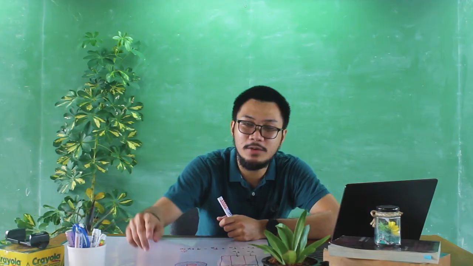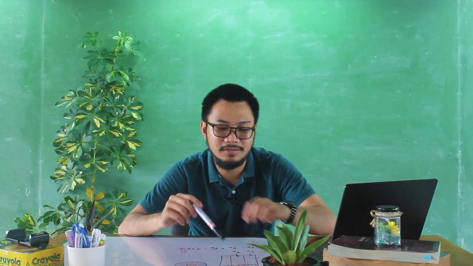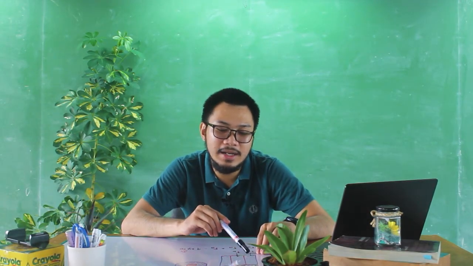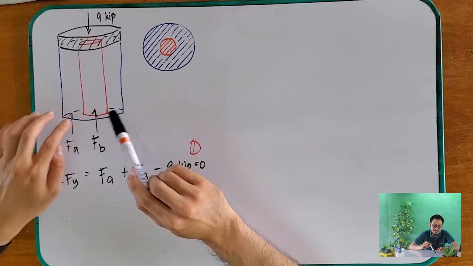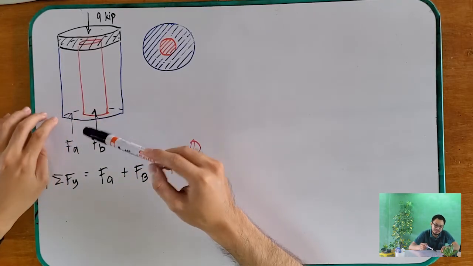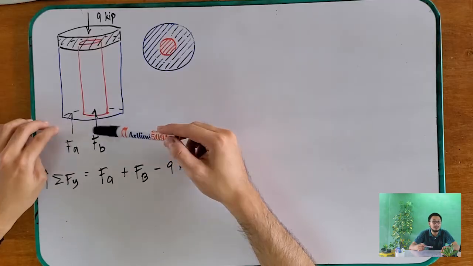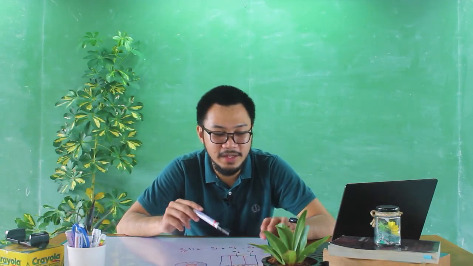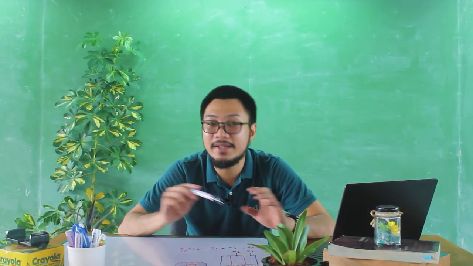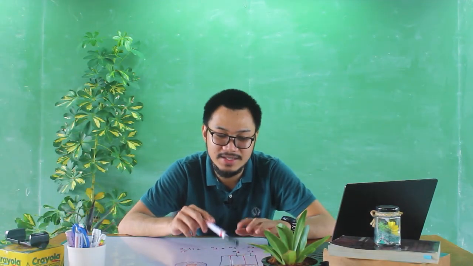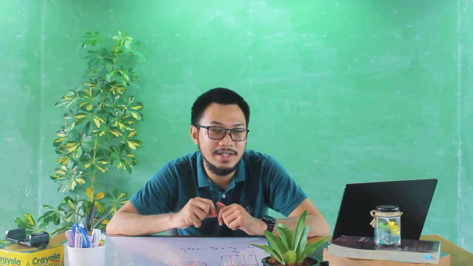Now, how about for the moments? Now, our A is distributed over this area, so it is assumed to be at the middle. Therefore, we cannot use summation of moments because, again, they are all collinear. So this is the only equation we can use, and we have to use a compatibility equation or your kinematic condition equation.